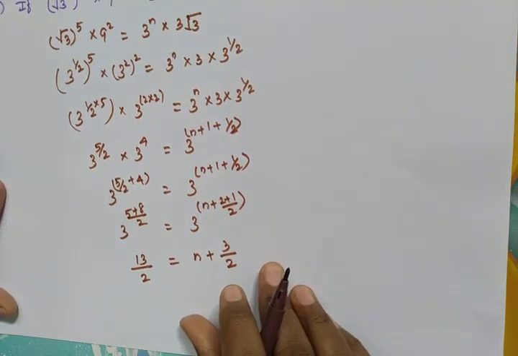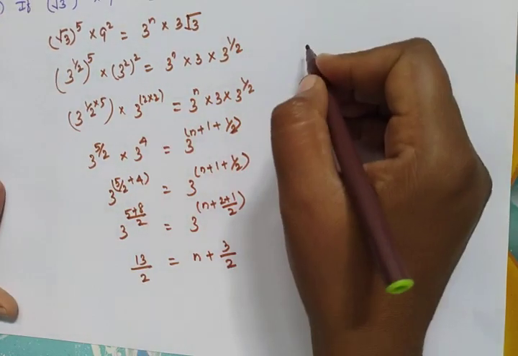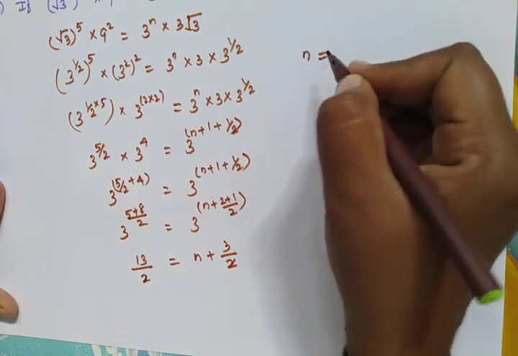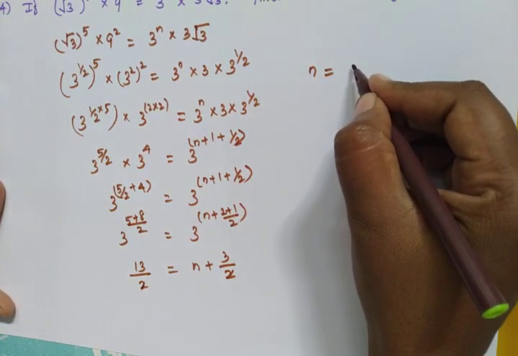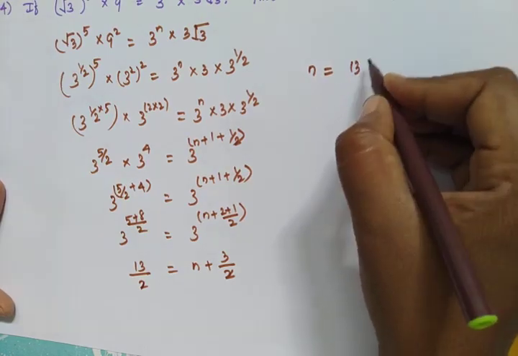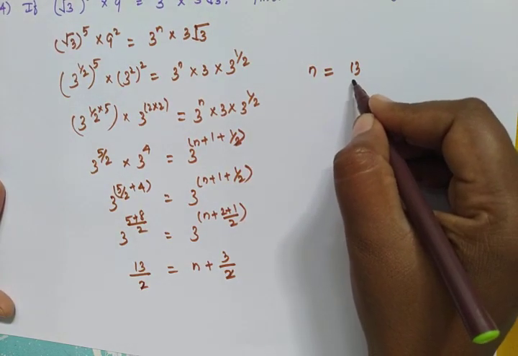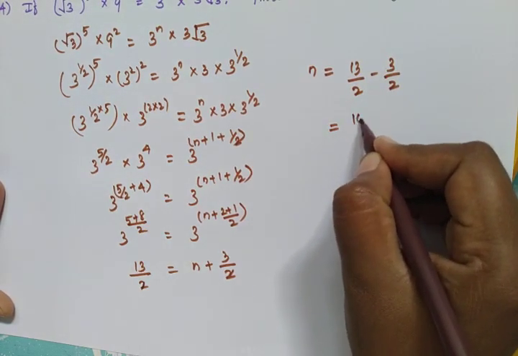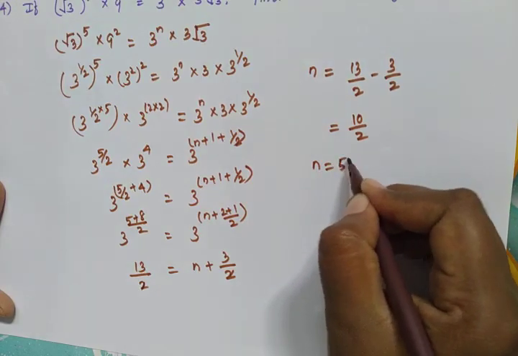Now we can solve for this n. What we have to do is cancel this 2. So n is equal to 13 by 2 minus 3 by 2, which will be equal to 10 by 2. Therefore, n is equal to 5.